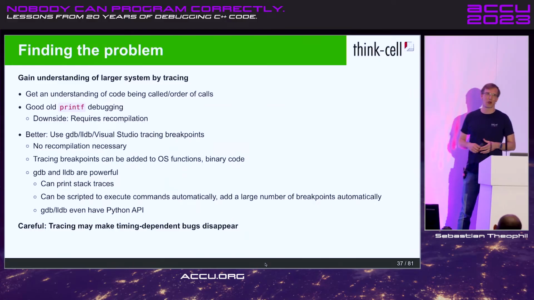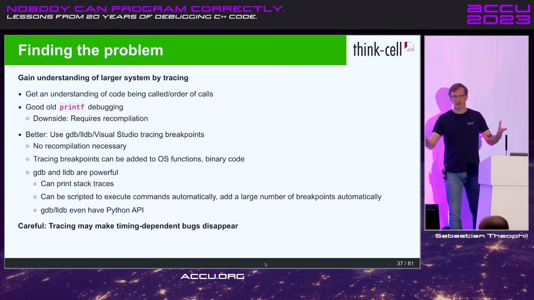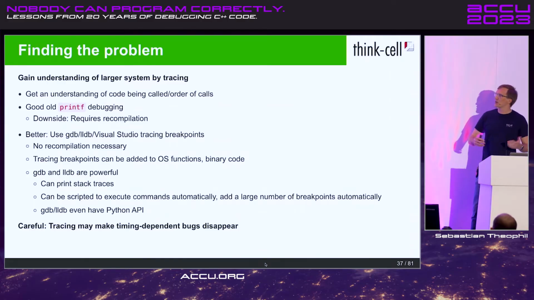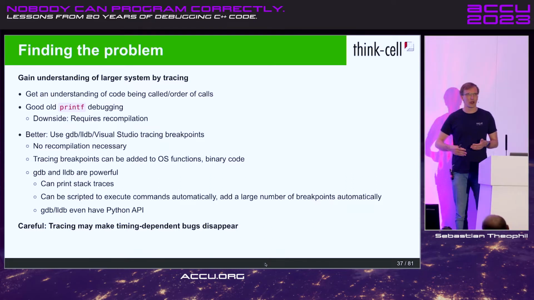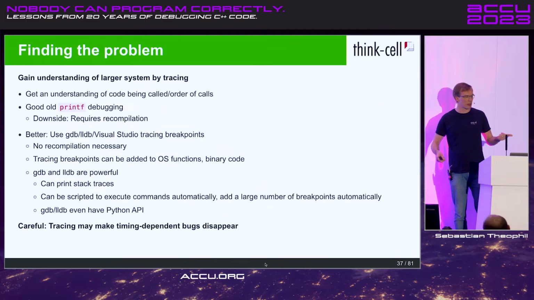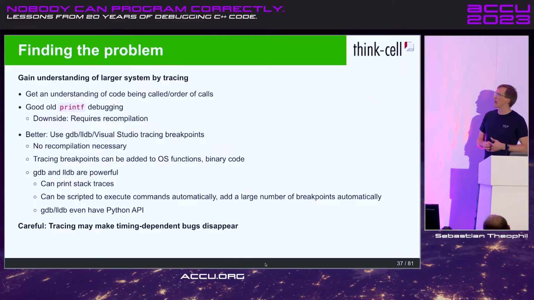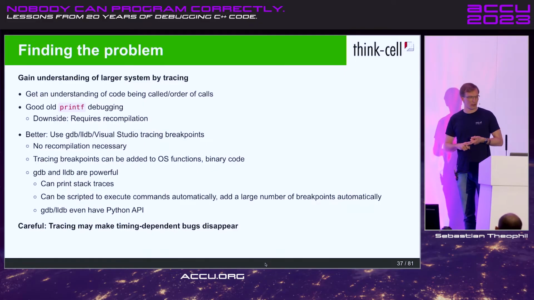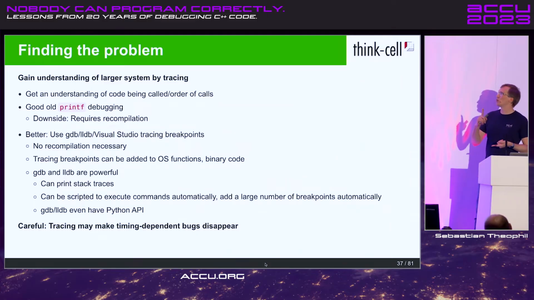Well, what's much better, obviously, is to use a real debugger and to use debugger trace points. These are breakpoints where the execution is not interrupted, but instead you tell the debugger to print something. You can print variables, for example, as in a printf statement. And one of the biggest advantages is you don't need to recompile your code. But tracing breakpoints are also strictly more powerful than printf, because you can add them to operating system functions. You can add them even to specific binary code addresses.